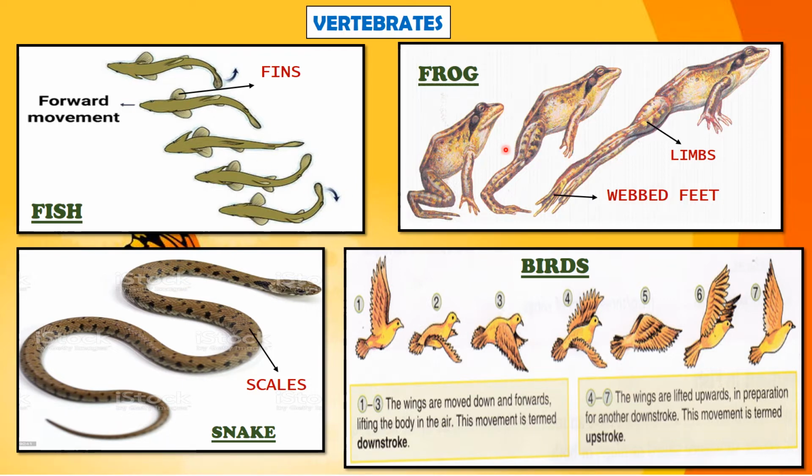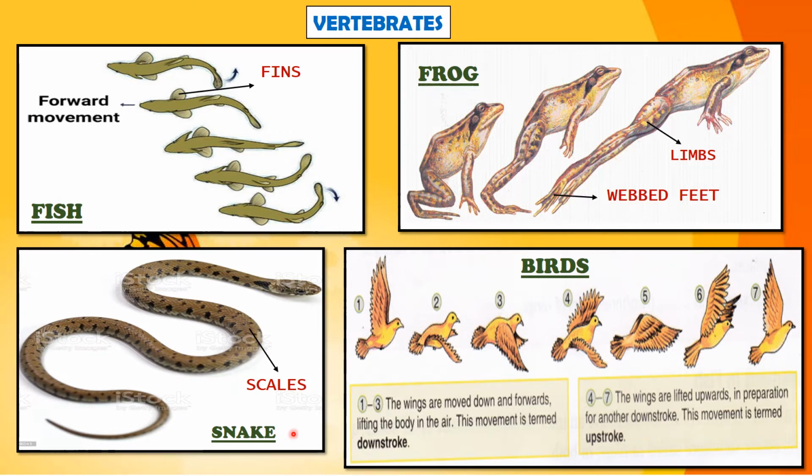Next is frog. Frog lives both on land and in the water. It has two pairs of limbs. The lower limbs are longer than the upper limbs. This helps the animal to jump around on land. It has webbed feet which help it to swim in water.